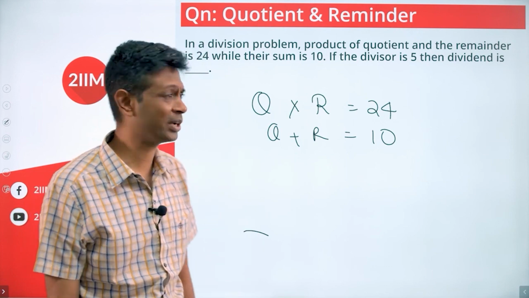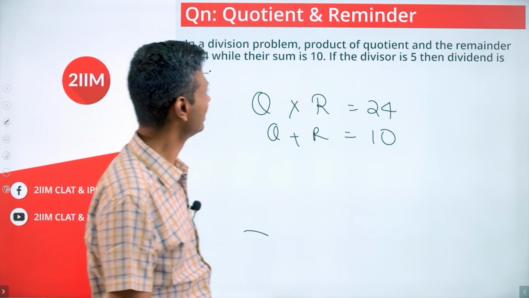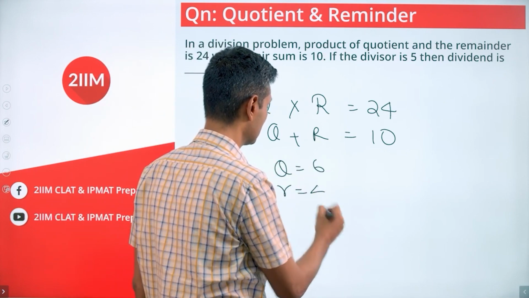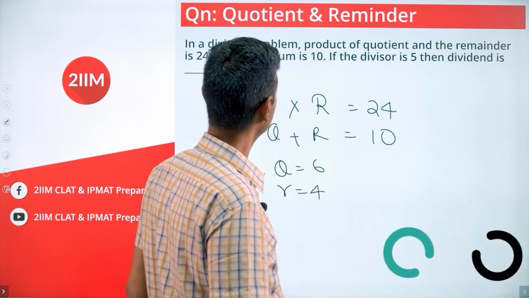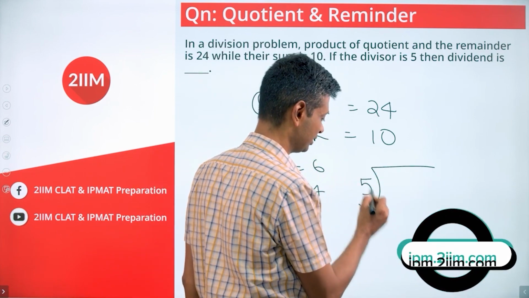So 6 into 4 is 24. 6 plus 4 is 10. We don't need to solve a quadratic equation. We know this. And so either quotient is 6 and remainder is 4, or the other way around. And so we are told the divisor is 5. We are dividing by 5.